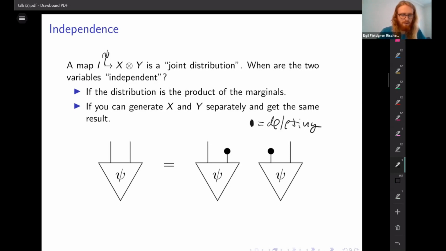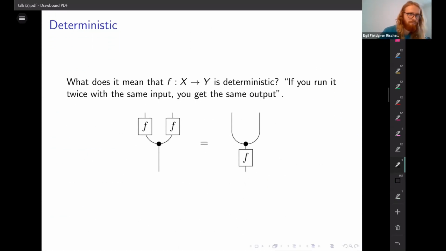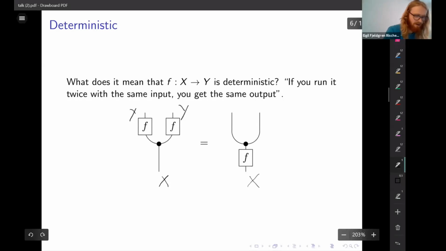All right, so let's get to a third example. In this category, the maps are supposed to be random maps. A special case of a random map is a map that's not random, but deterministic. If you don't use any randomness, we can ask what maps have this property. What does it mean for something to be deterministic? It means if you run it twice with the same input, you get the same output. That's exactly what this diagram shows. If you put in X and you make two copies of X and you run F with both of them, that's the same thing as if you run F once with that X and then copy the output. So this diagram tells you what it means for a map to be deterministic.